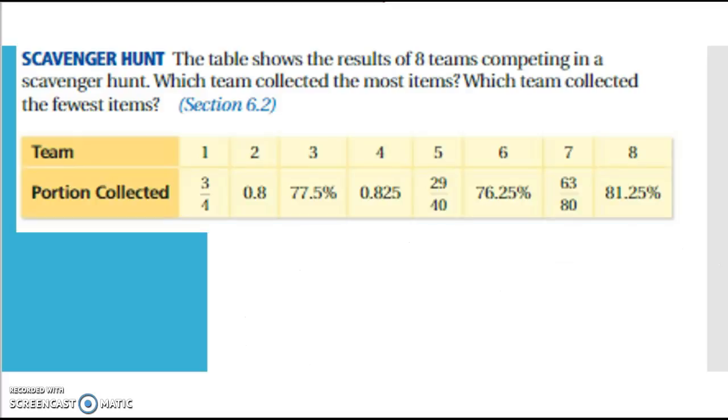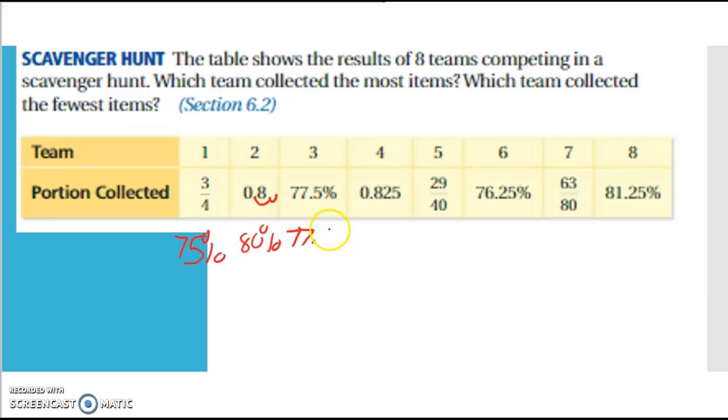Alright, what this question is asking us is it says that the table shows the results of 8 teams competing in a scavenger hunt. Which team collected the most items? So again, we're having to put things in order. So I think the easiest thing to do for these is just figure out which form is shown the most. So here we have a percent, fraction, decimal, percent, decimal, fraction. So I think the easiest thing for us to do is going to be put these as percentages. So I know 3/4, that's 75%. 0.8, if I move the decimal over 2, that's 80%.